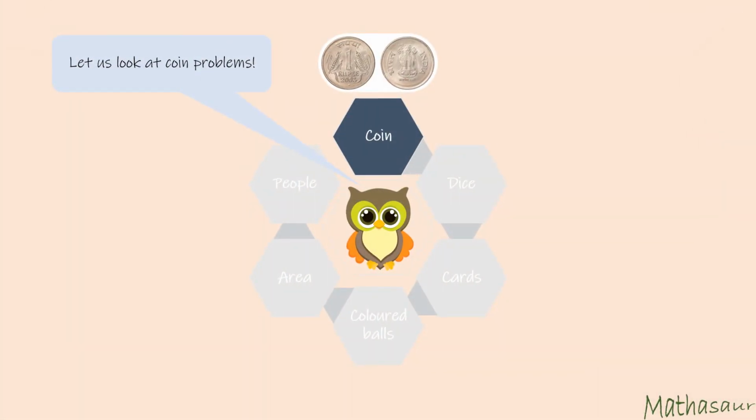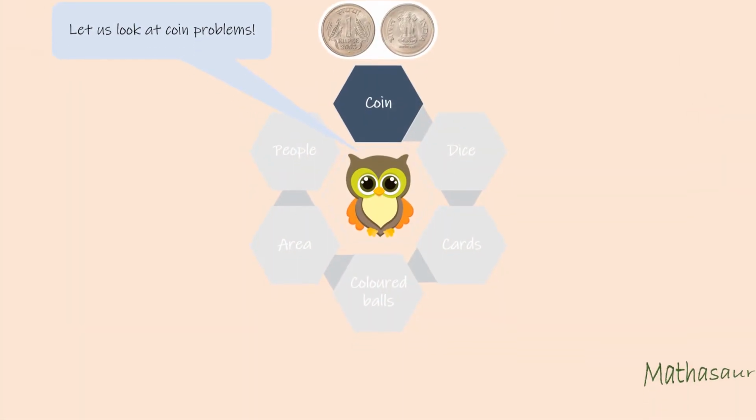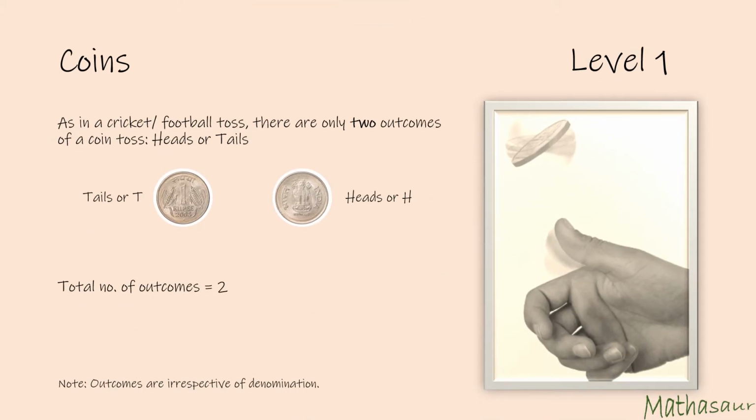Let us look at coin problems. As in a cricket or football toss, there are only two outcomes of a coin toss, heads or tails. As shown in the picture, the two sides of the coin can be recognized easily. There are a total of two outcomes in a coin toss. Please note that the outcomes are irrespective of denomination.